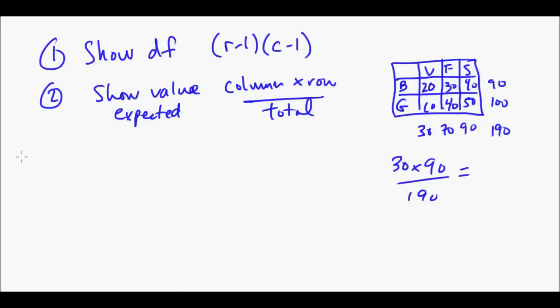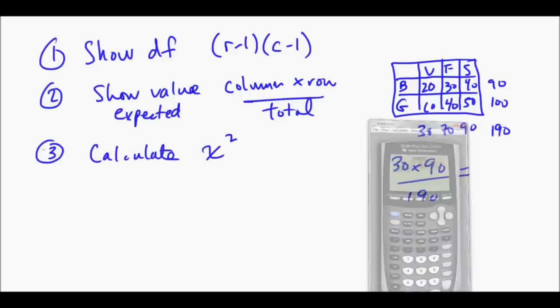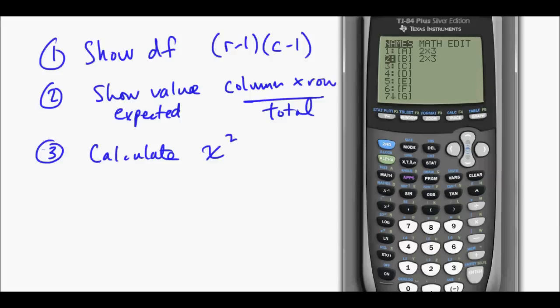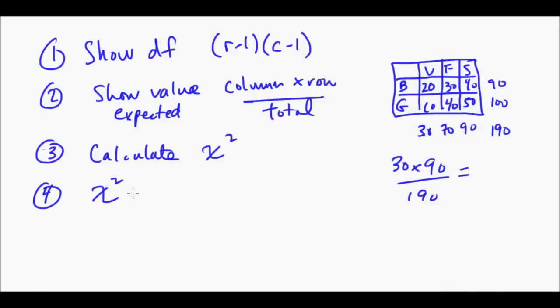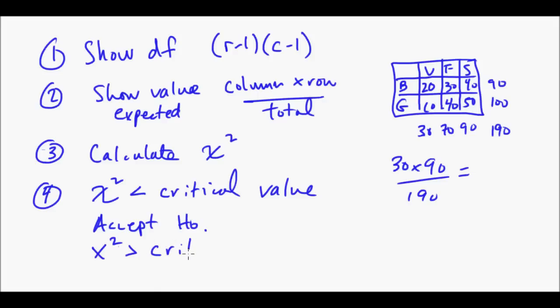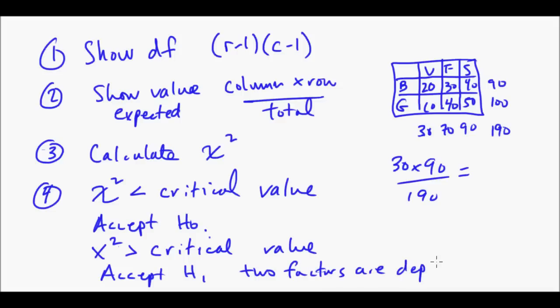And what else? Calculate the chi-square on your calculator. Again, you go to second matrix, and look, now I have 2 by 3. There's all my expected values right there. And see how we can see 49.5? That was the one we did earlier in the problem. And then you just have to make a comparison at the end. So if the chi-squared is less than the critical value, you accept the null hypothesis, H sub 0. If the chi-squared value is greater than the critical value, you accept the alternative hypothesis, H sub 1, and that would be that the two factors are dependent. And that's pretty much all they wrote on those.